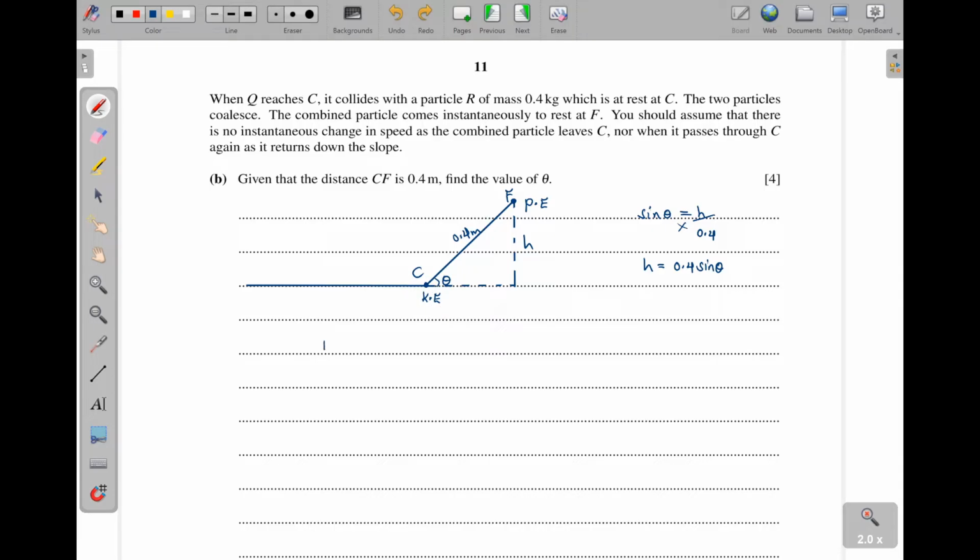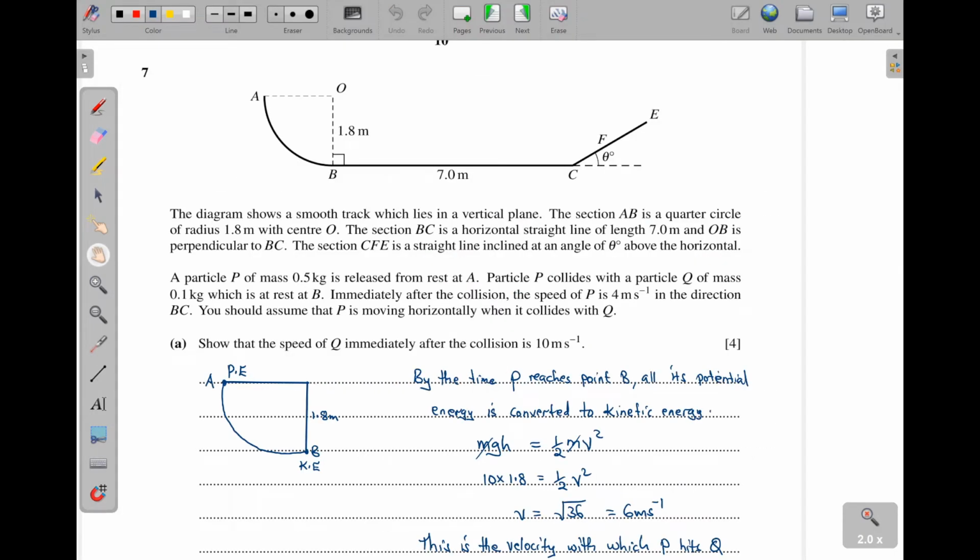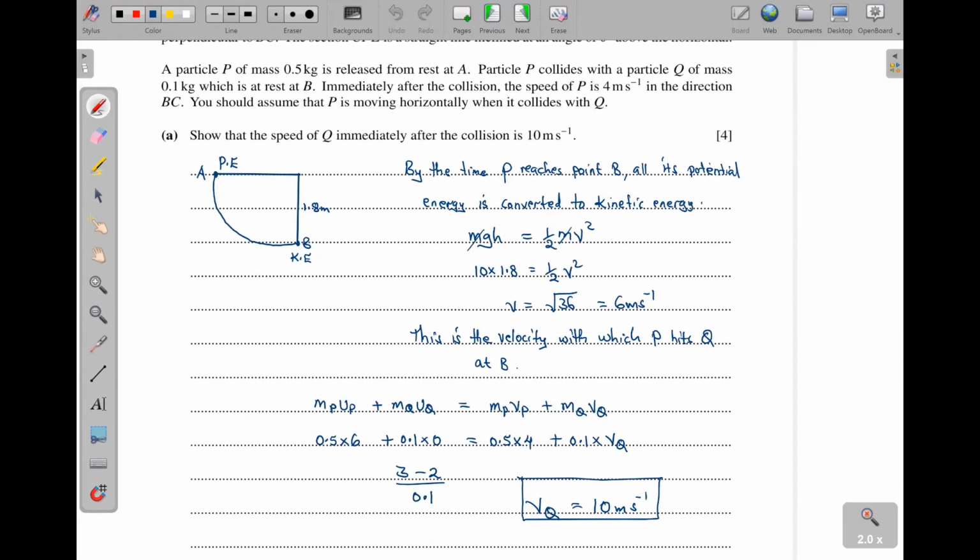Okay. Momentum before collision is equal to momentum after collision. So MQUQ, plus, remember this one is hitting R, so MRUR, is equal to, then since they coalesce, they have the same velocity. So we shall have the masses put together: MQ plus MR, times V here. The mass of Q is of course 0.1, times its speed after hitting, which is 10.